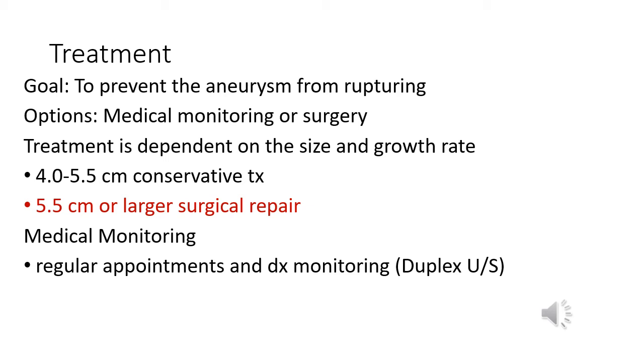So the goal is obviously that we don't want the aneurysm to rupture, and we want the client to continue having adequate tissue perfusion to distal extremities and also to major organs. So whether it's medical monitoring or surgery really depends on the size and the growth rate of the aneurysm. So typically aneurysms that are 4 to 5.5 centimeters in size are just treated conservatively. Those smaller than that are just watched.